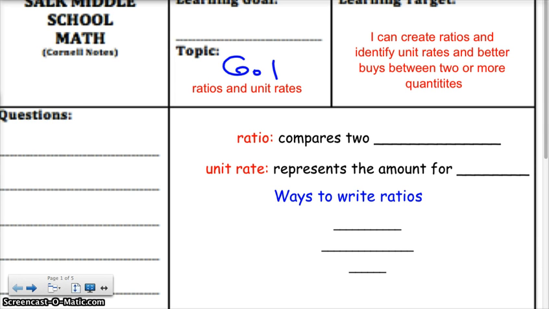Lesson 6.1 today. Your learning target: you can create ratios and identify unit rates and better buys between two or more quantities. A ratio compares two things or quantities. I'm going to say quantities again. What I mean by quantities is things. Miles per hour, dollars per hour, okay? Feet per second.